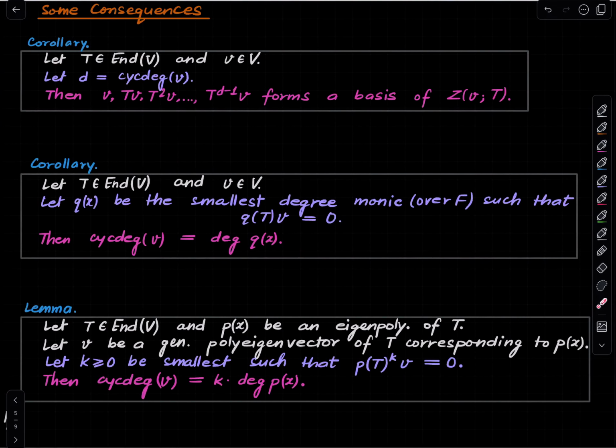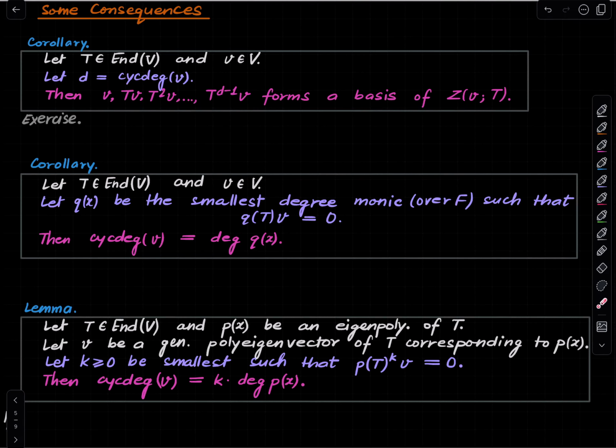And now here are some exercises. So the first corollary is that if T is an endomorphism, V is a vector, and d is the cyclic degree, then if you start with the vector v and keep applying T up to the point d minus 1, these d vectors form a basis of the cyclic subspace generated by v. So that's an exercise.